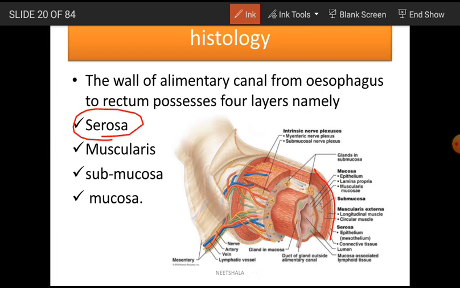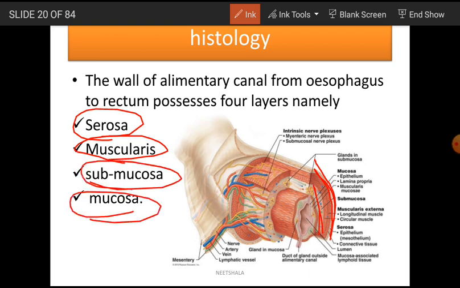You can see this epithelial layer along with some connective tissue, which is known as the serosa. Inner to that, you have the muscularis, which is the muscular layer. Next, you have a little bit of mucus, so it is known as submucosa, but a little more mucus is present in the mucosa. So you have four different layers: serosa, muscularis, submucosa, and mucosa. These are the four different layers of tissue which are present in the alimentary canal. Once again, serosa, muscularis, submucosa, and mucosa.